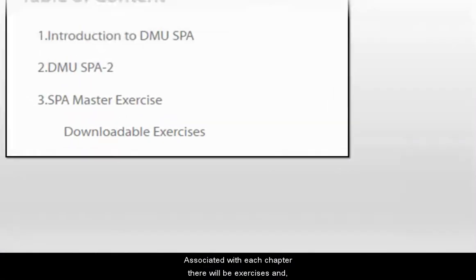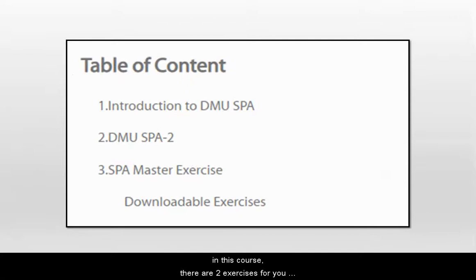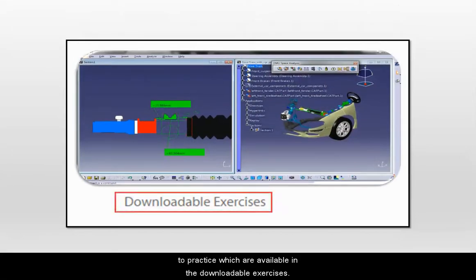Associated with each chapter, there will be exercises, and in this course, there are 2 exercises for you to practice, which are available in the downloadable exercises. As part of the course, you will analyze 2 components of engine assembly, and there are 4 advanced command exercises for your understanding and to practice. You can download these exercises and practice repeatedly so that you will be able to get some hands-on experience in CATIA V5 DMU Space Analysis and reinforce what you have learned in this course.